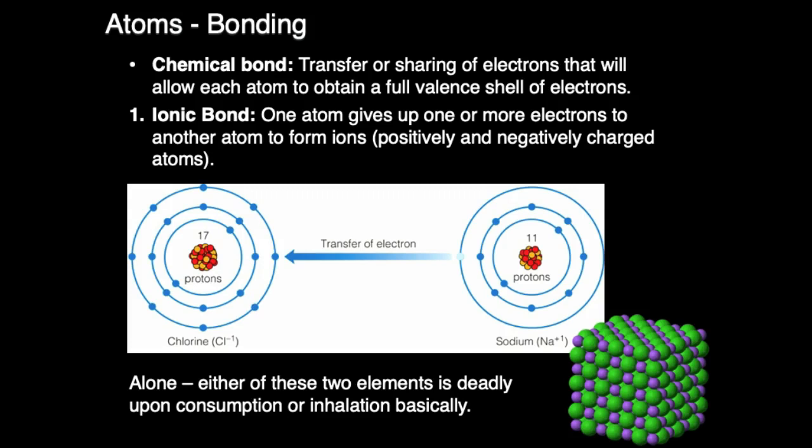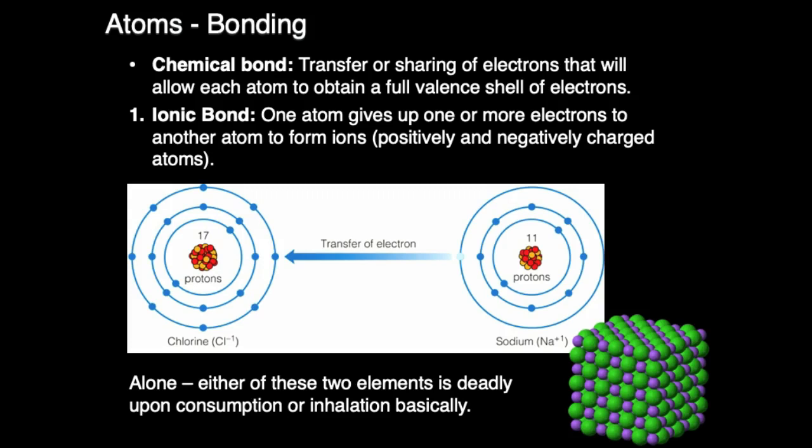Okay, so based on the octet rule that we just saw in the last slide, when an atom's outer shell does not contain 8 electrons, it is likely to chemically bond to other atoms to achieve an octet on its outer shell. And again, have 8 valence electrons in its outer shell. So a chemical bond itself is going to be a transfer or sharing of electrons that will allow each of the atoms within this reaction to obtain a full valence shell of electrons. Okay?